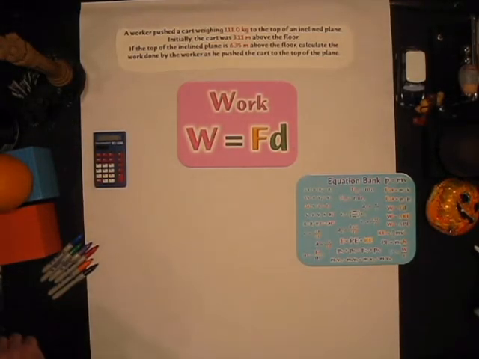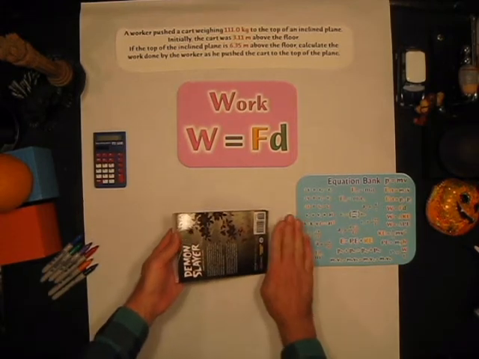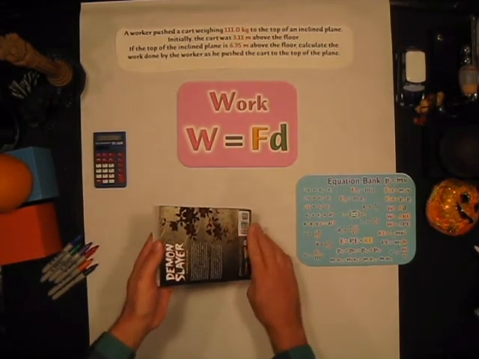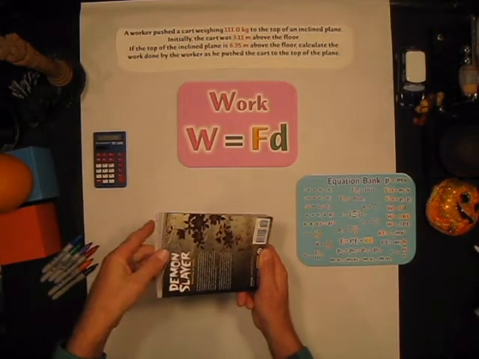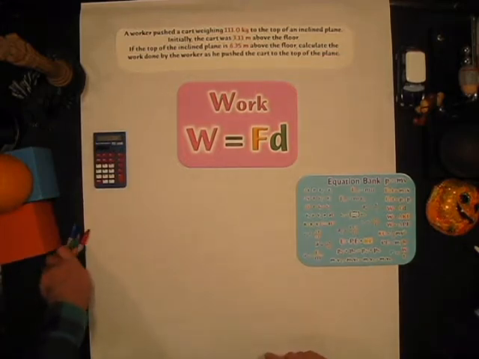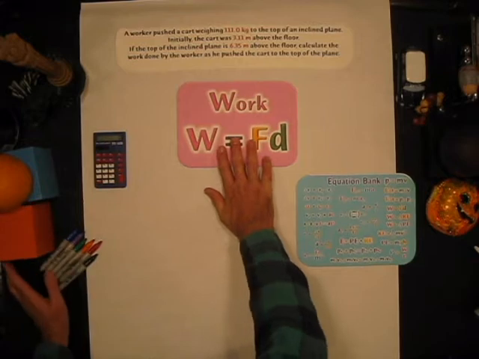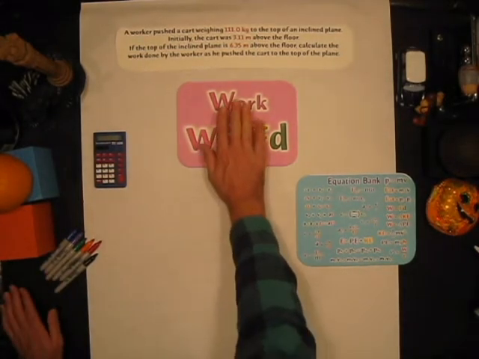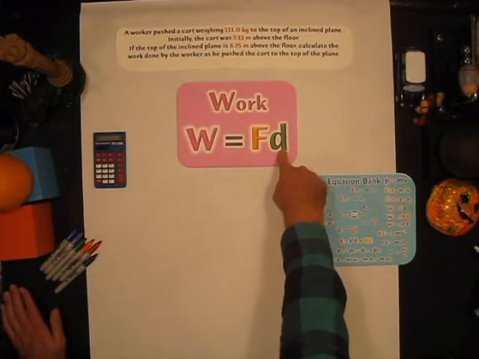So imagine that there is a slope. The bottom of the slope is a certain height, 3.1 meters above the floor, and the top of the slope is higher, 6.35 meters above the floor. So we are going to use the equation for work, right? Because it says how much work was done. Well, here is the general definition of work, force times displacement.